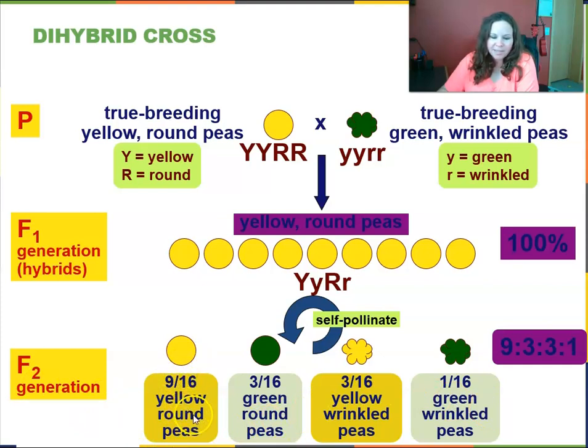9 out of 16 of them are yellow round, 3 out of 16 green round, 3 out of 16 yellow wrinkled, and 1 out of 16 green wrinkled. A 9 to 3 to 3 to 1 ratio.